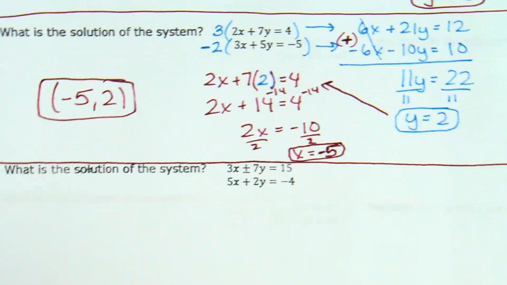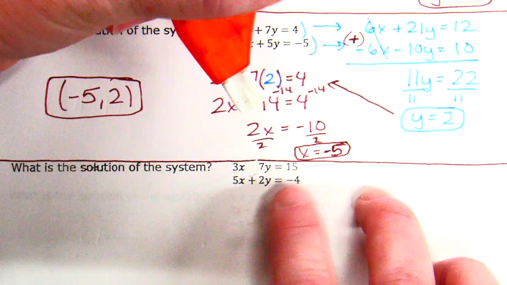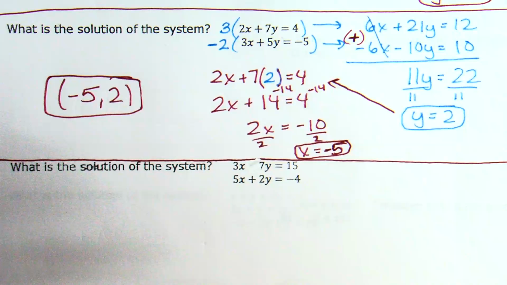Okay. Slight typo on the next problem. Did you guys catch it? 3x plus or minus 7y. It's not a choice. You don't get to just pick whatever you want it to be there. We're going to make that a plus. So that is 3x plus 7y equals 15, and 5x plus 2y equals negative 4.